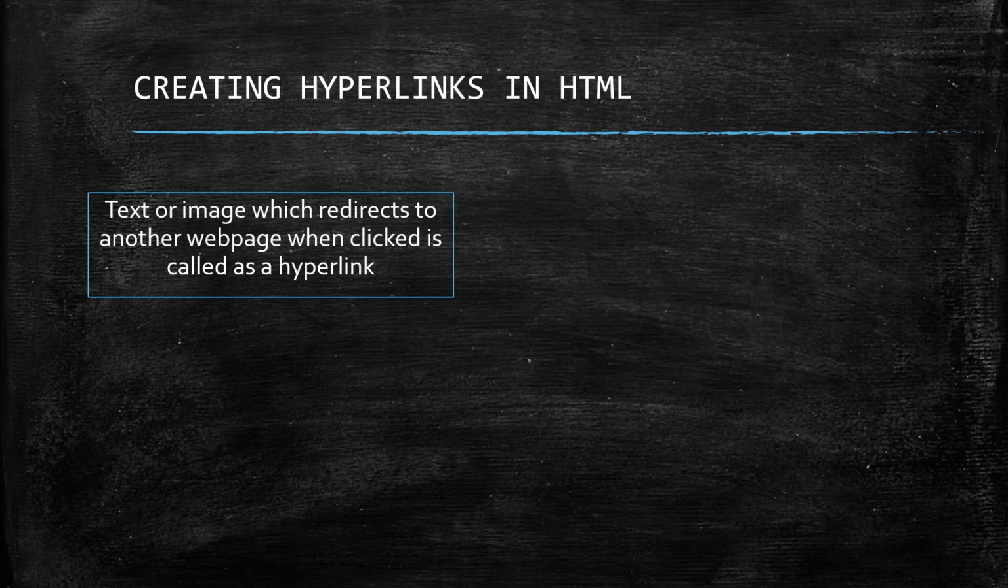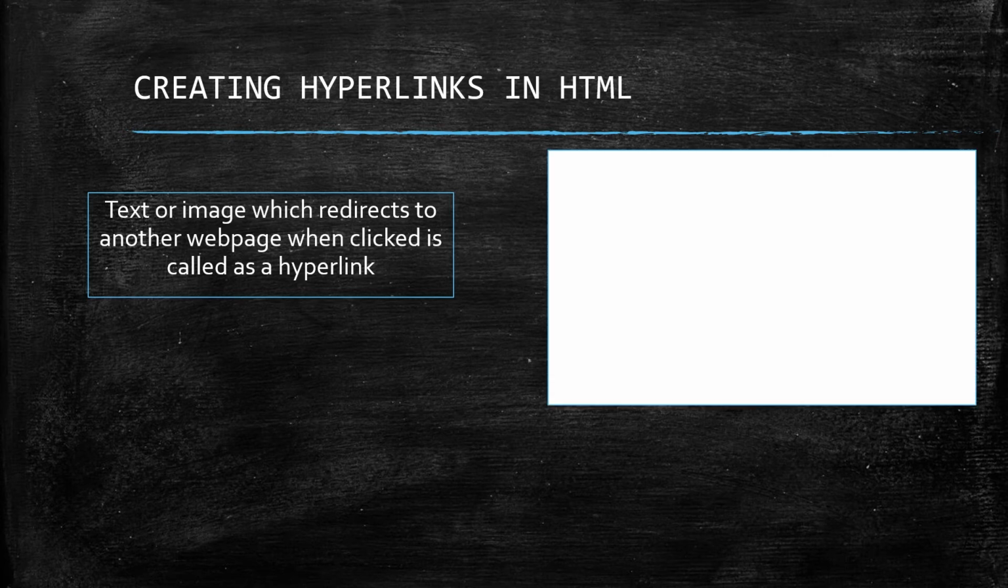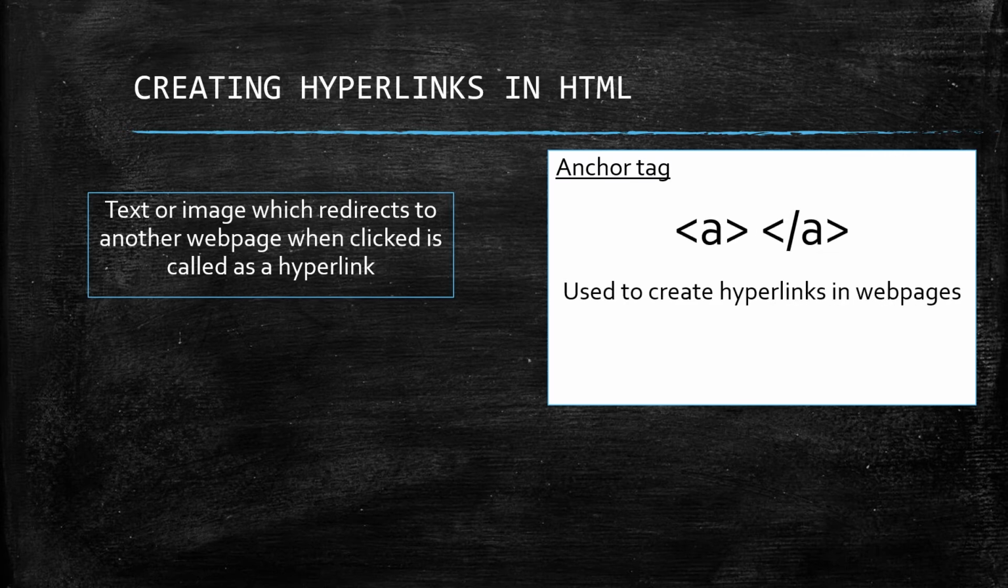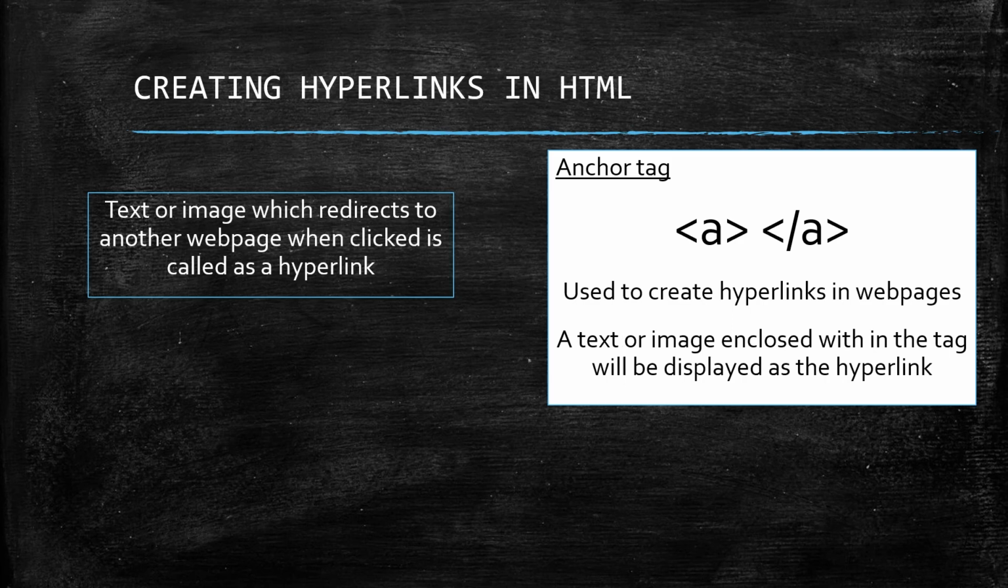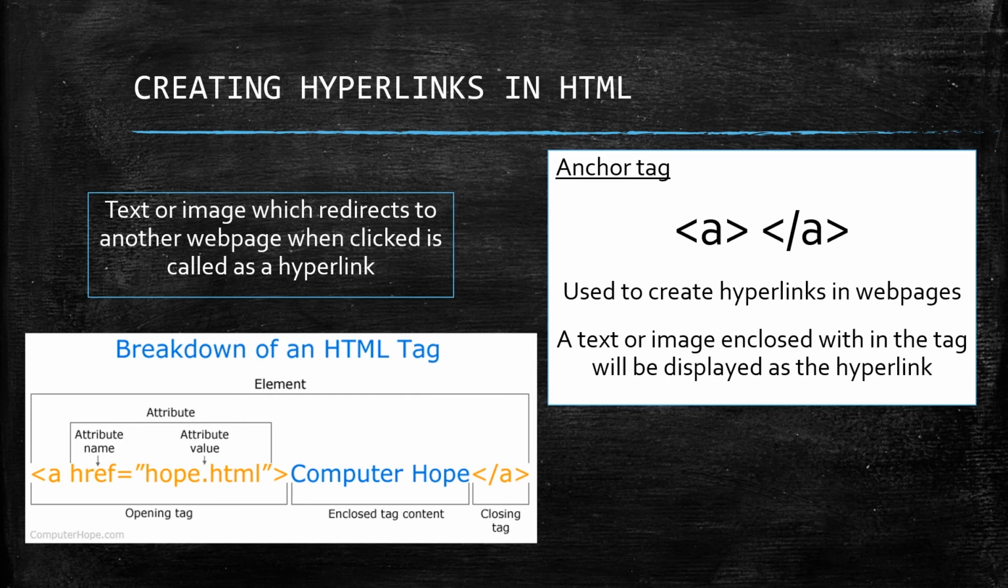In web pages we have many images and much text which is clickable, and it will redirect us to another web page, or in the same web page to a different section. Those types of text and image we call hyperlinks. To create a hyperlink, first we use the anchor tag. A text or an image that we are using as the hyperlink should be enclosed with this tag and it will be displayed as a hyperlink.